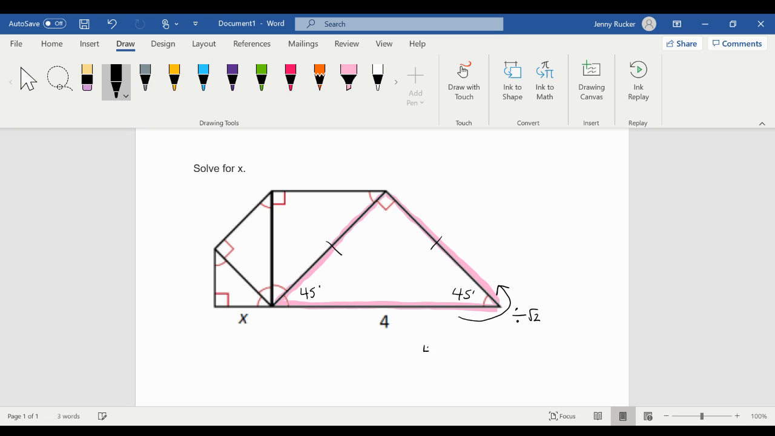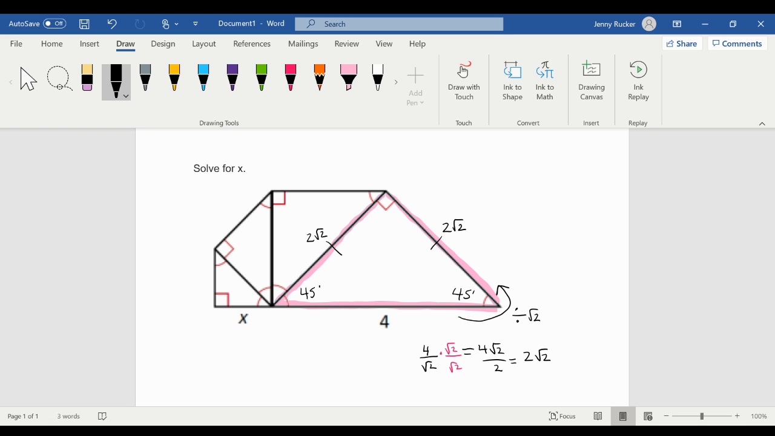So that will be 4 divided by the square root of 2. We'll need to rationalize, so we'll multiply by the square root of 2 over the square root of 2. And that will equal 4 square root of 2 over 2, which simplifies to 2 square root 2. So we now know this leg length is 2 square root 2.